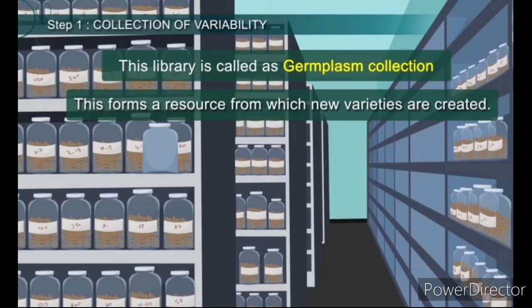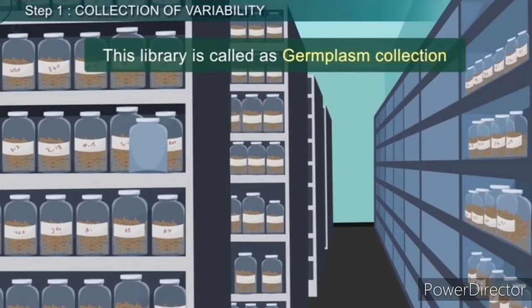In the collection of variability, the entire collection of plants or seeds having all the diverse alleles for all genes in a given crop is called germplasm collection. Collected ones are used for getting a new plant.